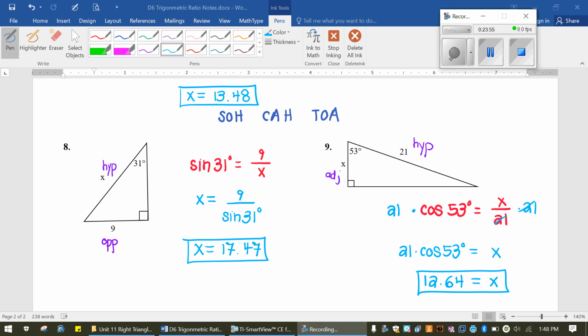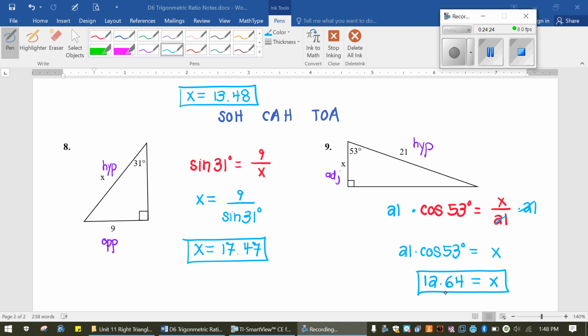Okay, let's check your answers and see how you did. For number 8, your variable was in the denominator, so our shortcut was to switch the trig function and the x so that x was alone. So you're doing 9 divided by the sine of 31. For number 9, your variable was in the numerator, so we need to multiply both sides by 21 in order to get x by itself. And that answer is 12.64.